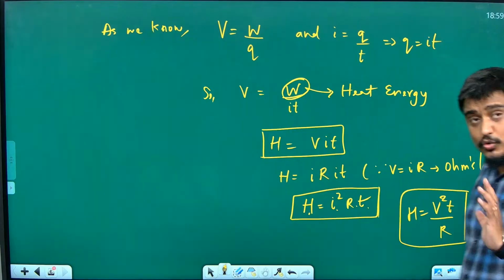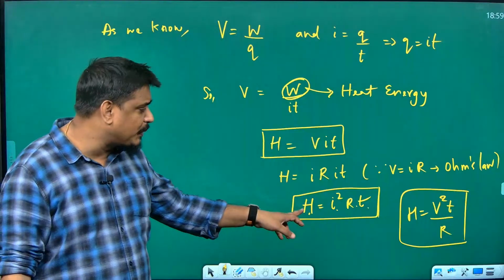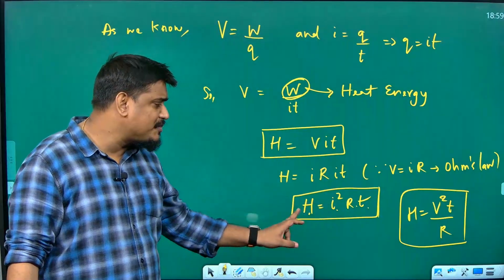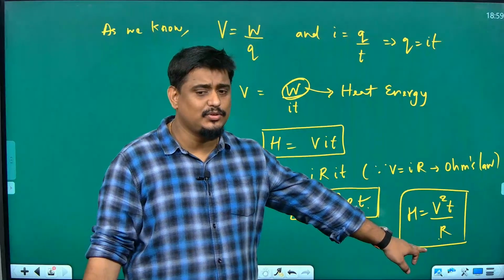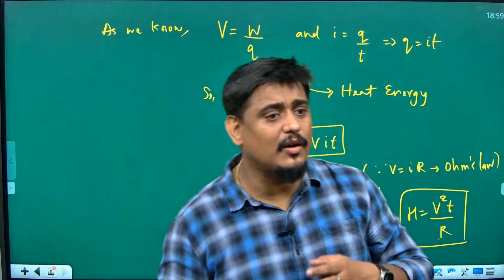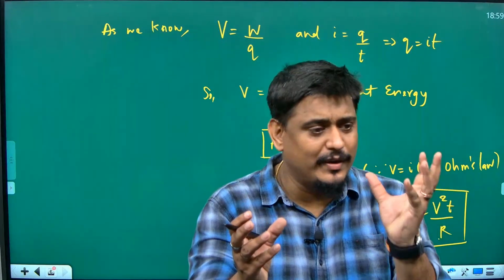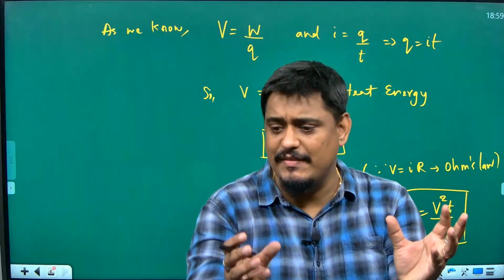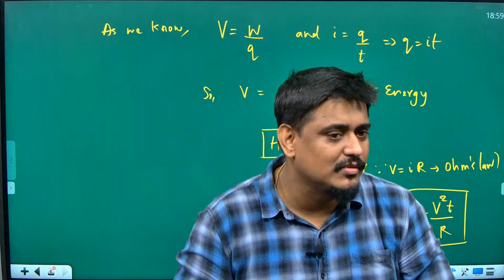This can confuse you. Why am I saying so? Because here H is proportional to R, here H became inversely proportional to R. If they ask you whether heat energy is directly proportional to R or whether it is inversely proportional to R, if you have two bulbs, one is having 10 ohm resistance, one is having 20 ohm resistance, which will have more heat energy produced? Why?